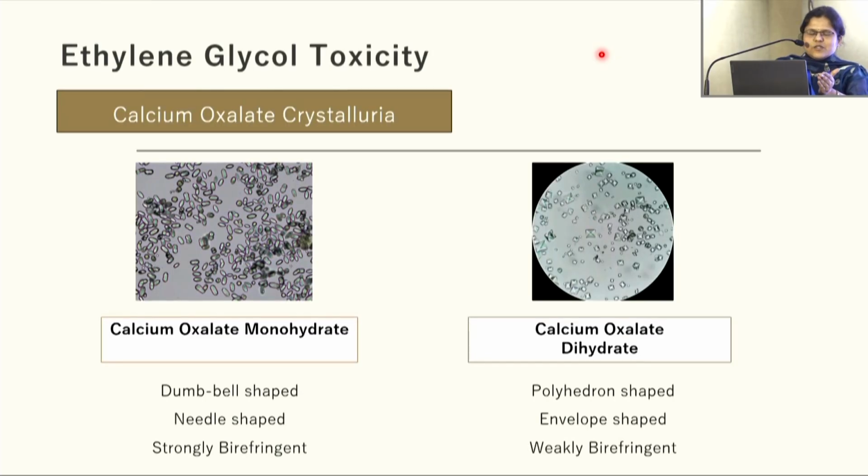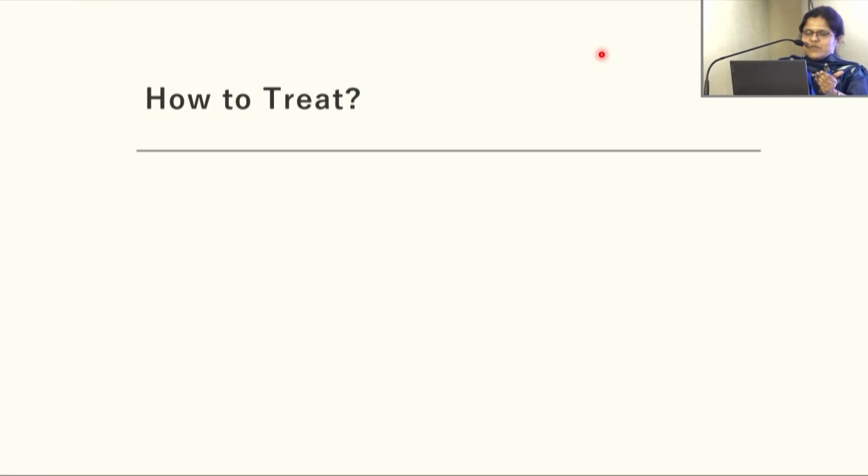So with these clinical clues, we might want to treat the patient at the earliest, right? So how will you be treating? Any toxicology topic starts with decontamination, right? So what is the role for decontamination? Is there any role for gastric decontamination in these toxic alcohols?